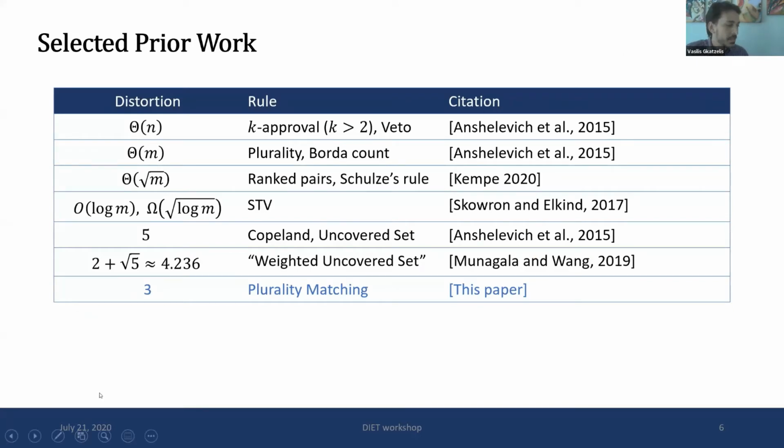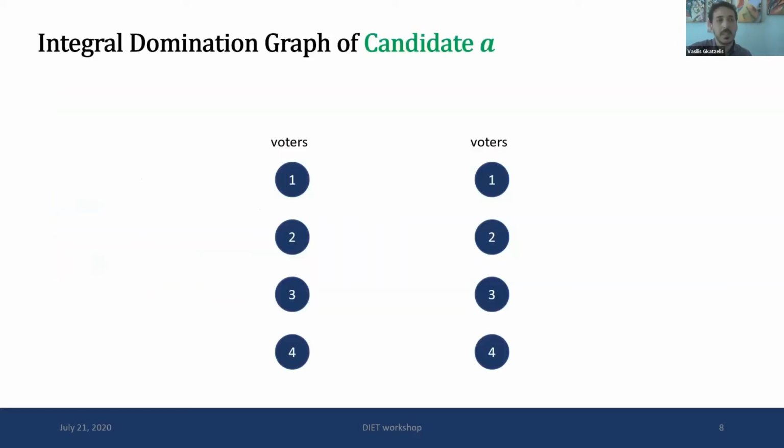And this is our result. So we actually get the 3, the optimal distortion bound. But in order to explain how we achieve this, I first have to define a family of bipartite graphs that we use in order to choose the winner based on our plurality matching voting rule.